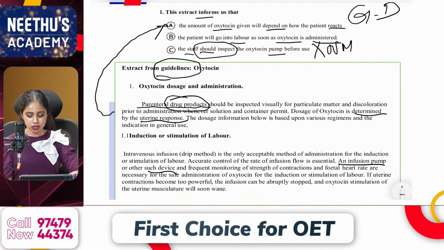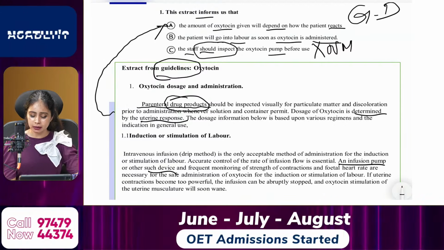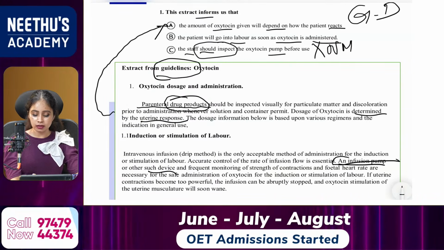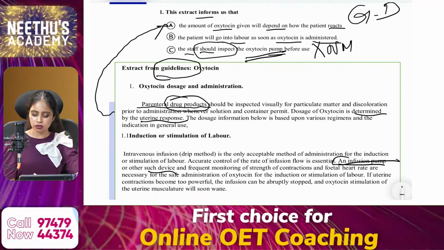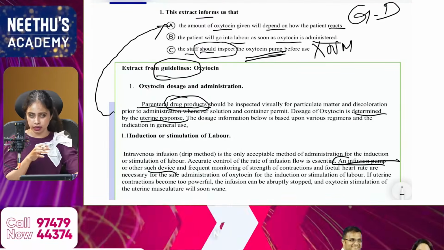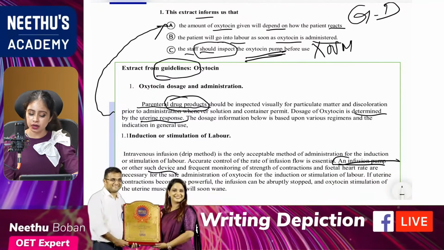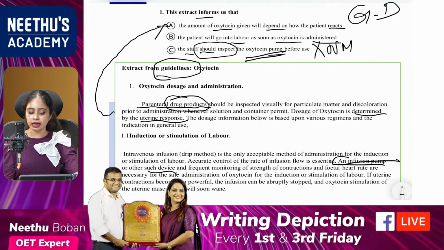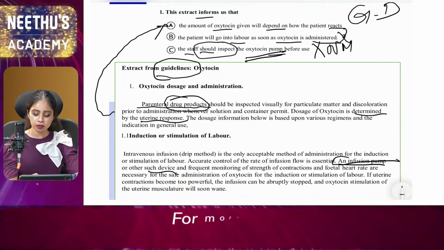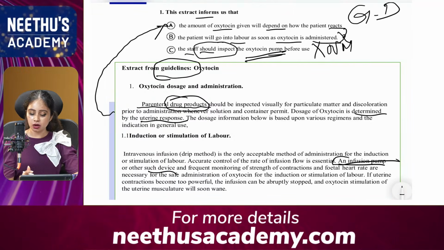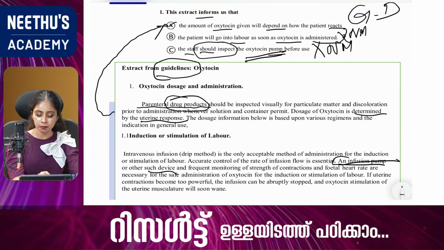Alright, so yes. What about this one? Nothing is mentioned, once again I'm saying this, nothing is mentioned about this oxytocin pump and should inspect. So again we are eliminating that same option. What about option B? The patient will go into labor as soon as oxytocin is administered. Nothing is mentioned about the patient going into labor as soon as oxytocin is administered. So again not mentioned. So our answer is option A.